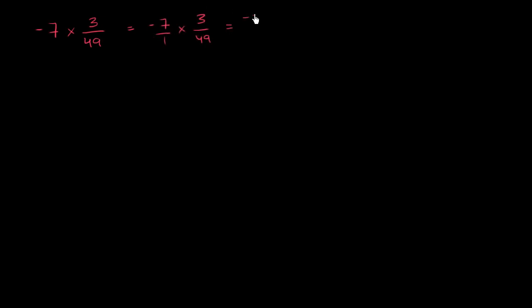So the numerator is going to be negative 7 times 3, and the denominator is going to be 1 times 49. And this is going to be equal to 7 times 3 is 21, and I have a negative, and one of the signs is negative. So a negative times a positive is going to be a negative, so this is going to be negative 21. You could view this as negative 7 plus negative 7 plus negative 7, and that's going to be over 49.